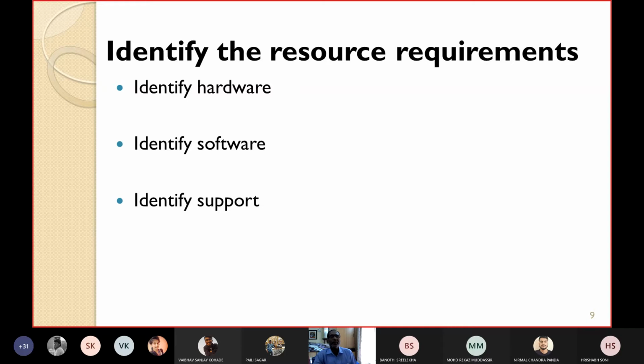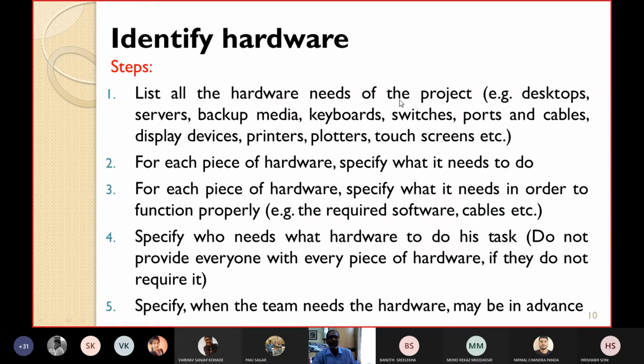What are the steps to identify the hardware? It's quite easy. List all the hardware requirements of your project. For example, how many desktops, how many servers are required, what backup media you will require, how many keyboards, switches, ports, and cables will be required, display devices, printers, touchscreens, etc. So these are basically the hardware requirements. List all the hardware requirements of your project.